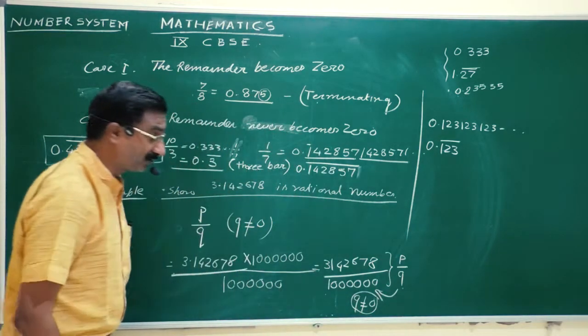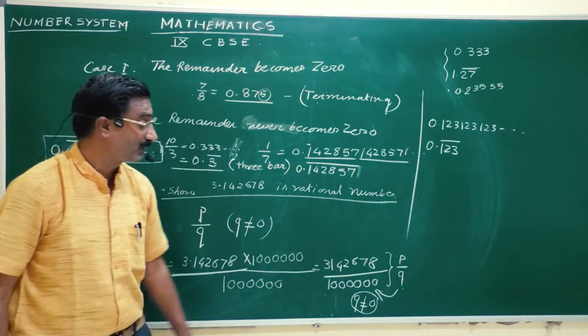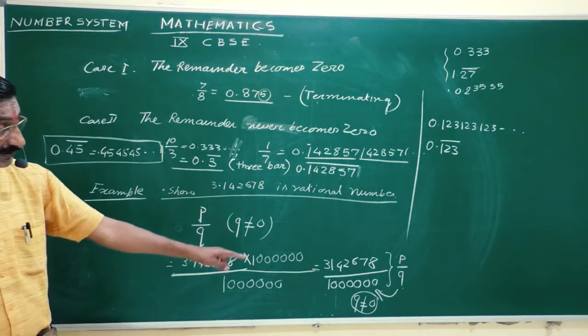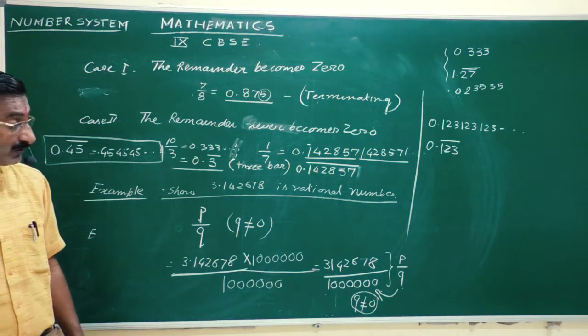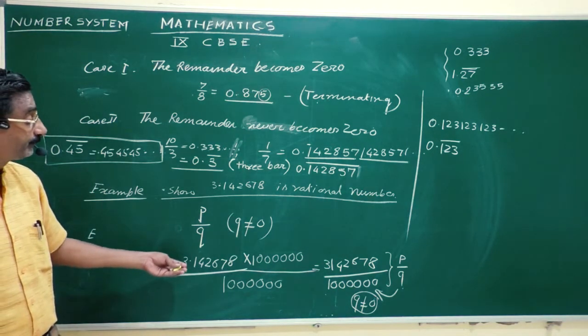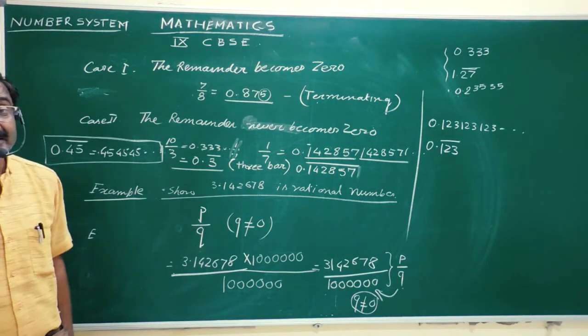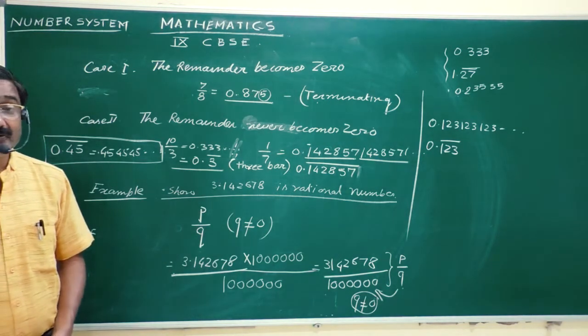Clear? Q is not equal to 0. What is the value of P? That is 3142678. What is the value of Q? That is 1000000. So we had rationalized this number just by multiplying by the zeros.